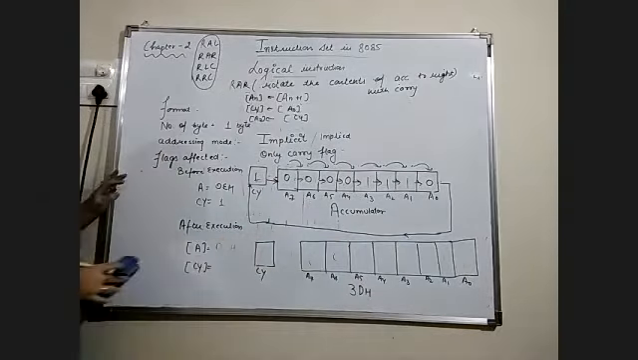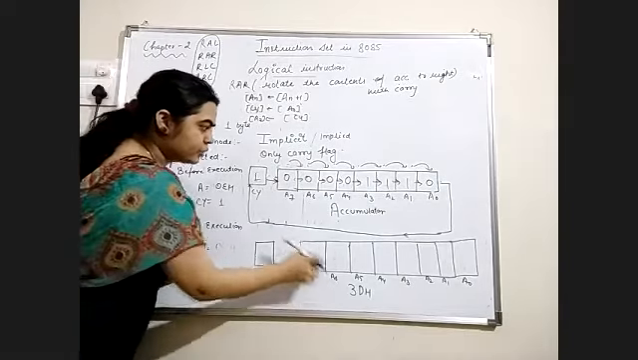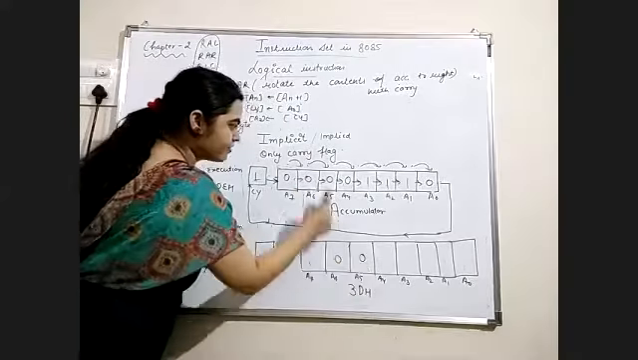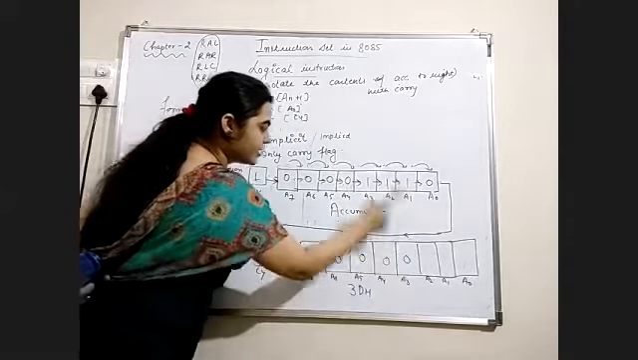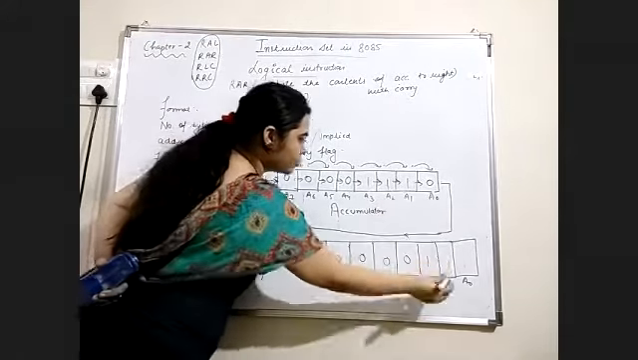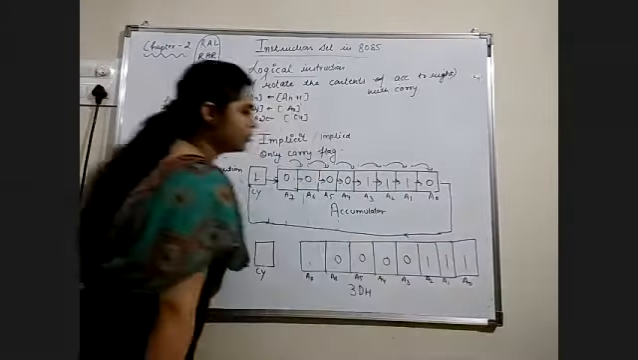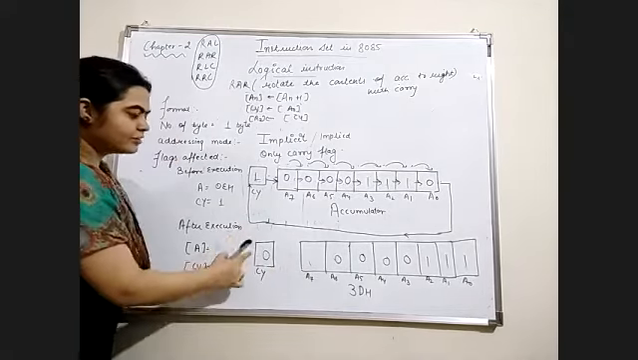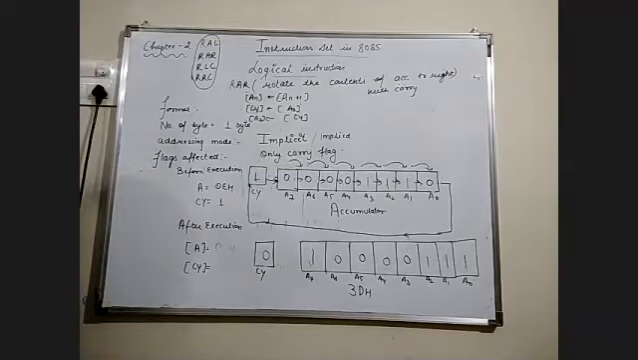Now see. Here the value of A7 goes into A6, so A6 is 0. A6 goes into A5. A5 goes into A4. A4 goes into A3. A3 goes into A2. A2 goes into A1. And A1 goes into A0. And the value of A0 goes into the carry flag, while the value of the carry flag goes into A7. So this is the meaning of this instruction.